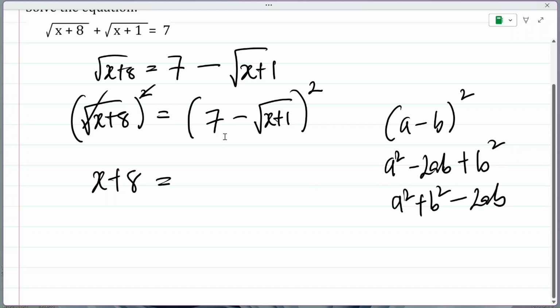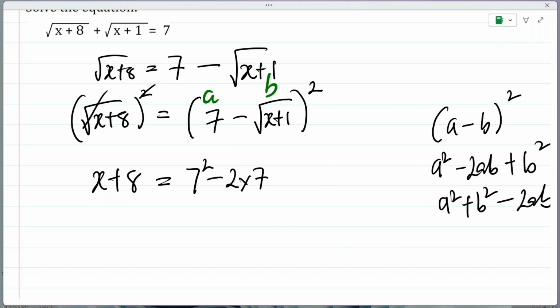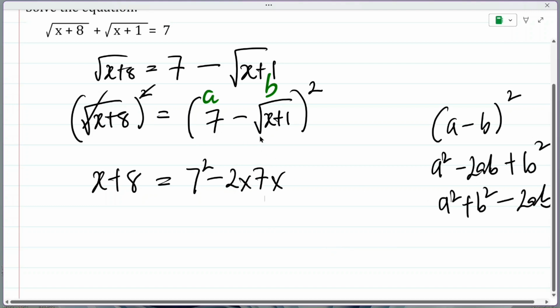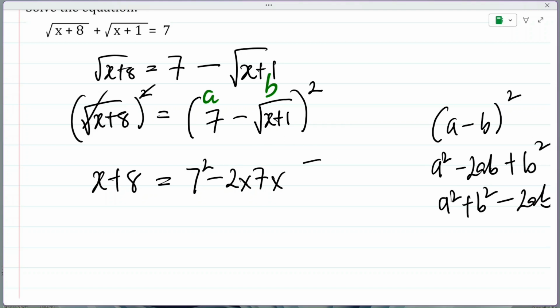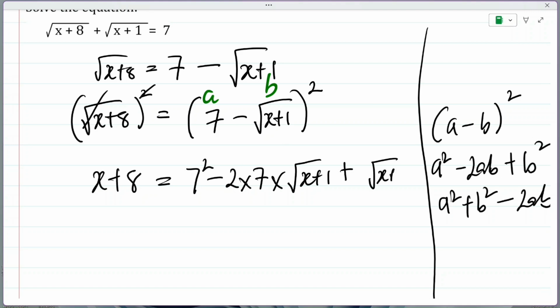Comparing this to this, you know your a is 7 and your b is root x plus 1. A squared, that's 7 squared. Then we go to minus 2ab. Your a is 7, times your b, which is root x plus 1. Then you have plus b squared. You know your b is root x plus 1, so you have root x plus 1.